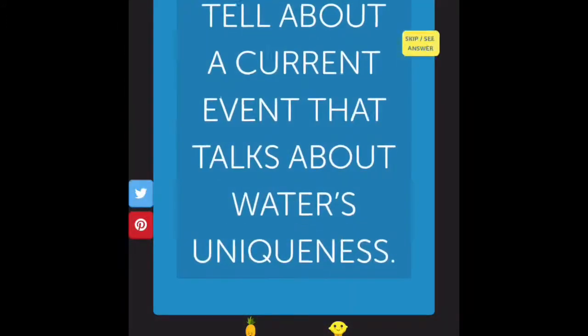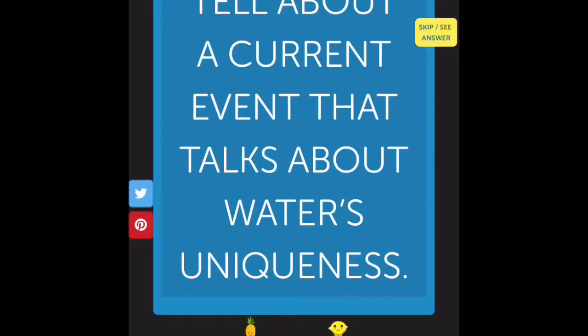Tell us more about the uniqueness of water. Water is unique because its solid state is less dense than its liquid state. Its boiling point is high. It is able to dissolve many chemical substances also. Could you tell us about a current event that describes water's uniqueness? Wetlands store up carbon more efficiently than any other natural ecosystem.